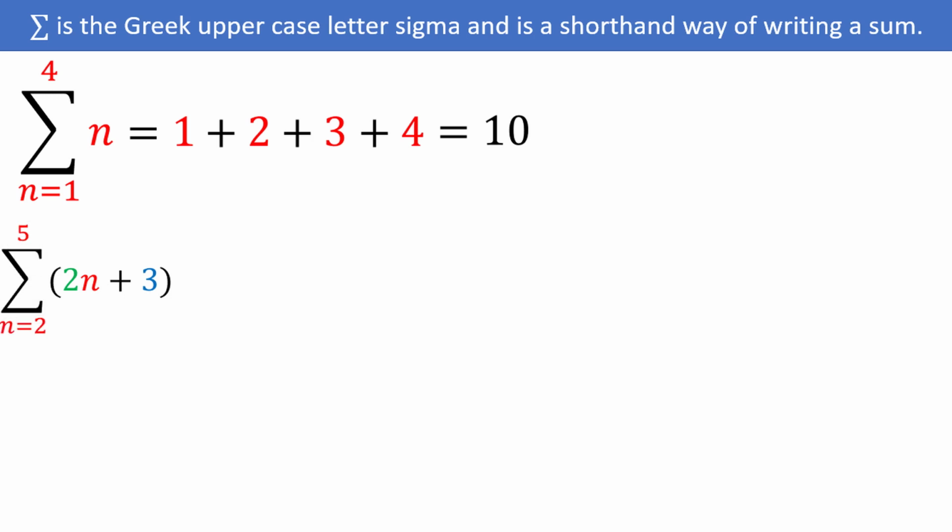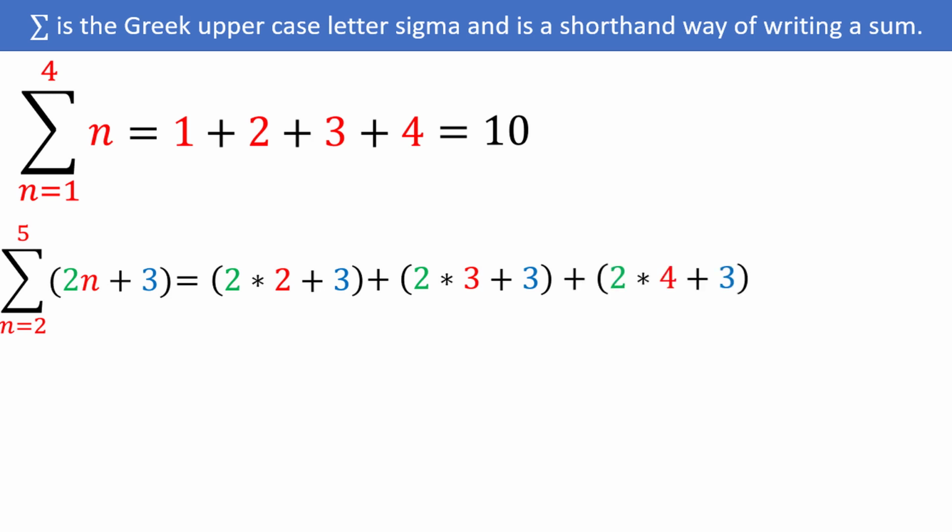When we plug in 2, we get 2 times 2 plus 3. When we plug in 3, we get 2 times 3 plus 3. For 4, we get 2 times 4 plus 3, and for 5, we get 2 times 5 plus 3.